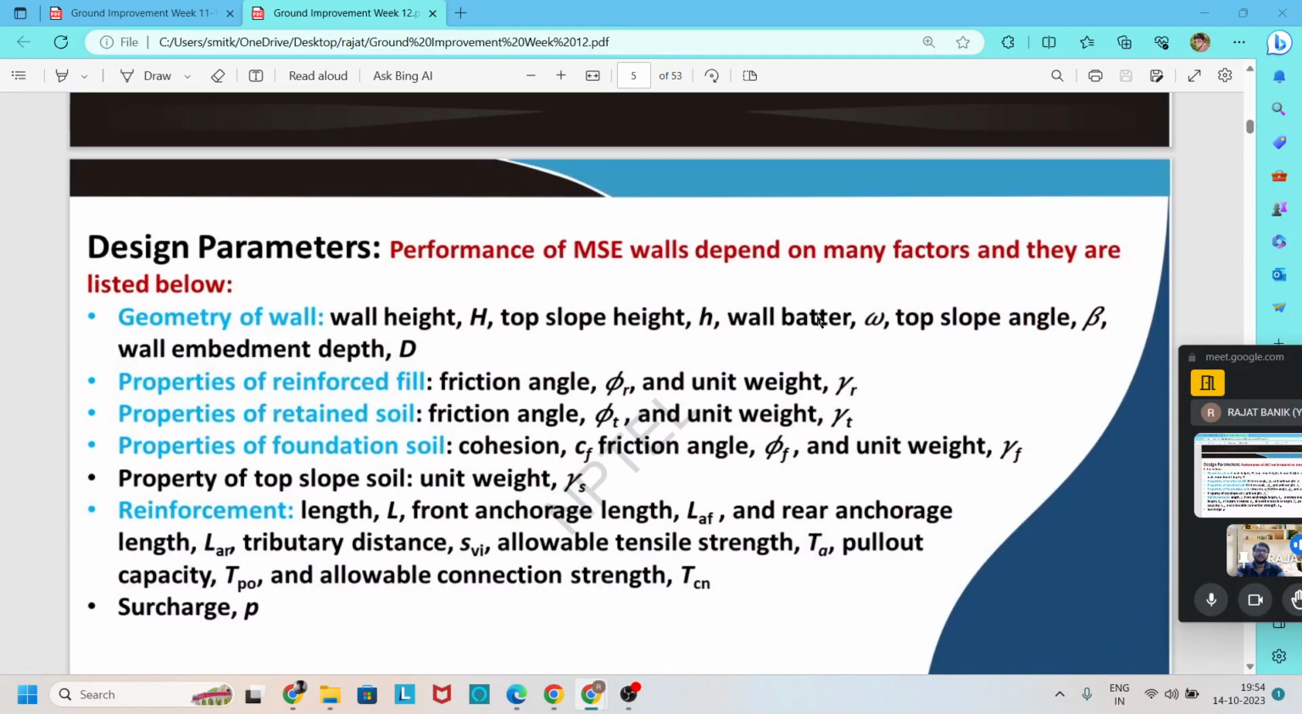Then we will discuss the design parameters of the mechanically stabilized earth walls, which depend on different factors. It depends on the geometry of the wall. It also depends on the properties of the reinforcing steel, the properties of the retained soil, the properties of the foundation soil, the properties of the top slope soil, and the reinforcement properties and characteristics.